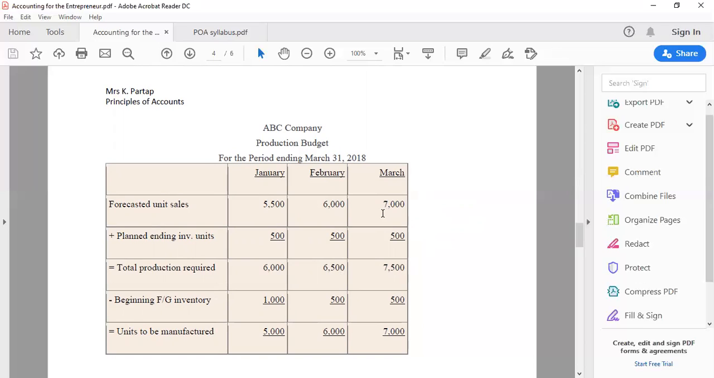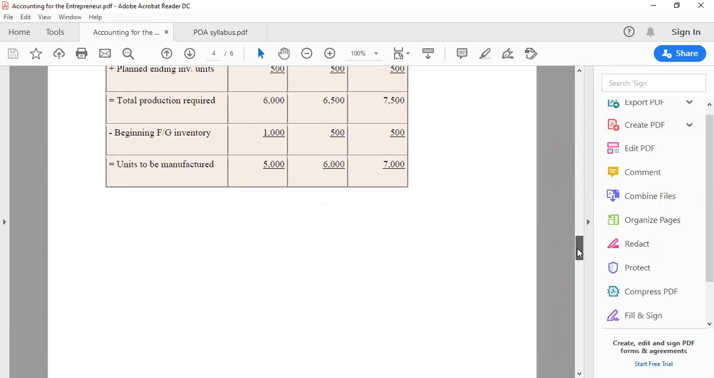March again now, we expect to sell 7,000 units. We add the planned ending. Okay, we're running out of time, so we'll finish this before. So we are going to have the 7,000 we plan to sell in March. We add the ending inventory units, which is 500. We will get total production required 7,500, but the beginning inventory, how much we had at the end of February, which is 500, we minus that. So we only need to manufacture 700 units. Okay, so that's it for the production budget.